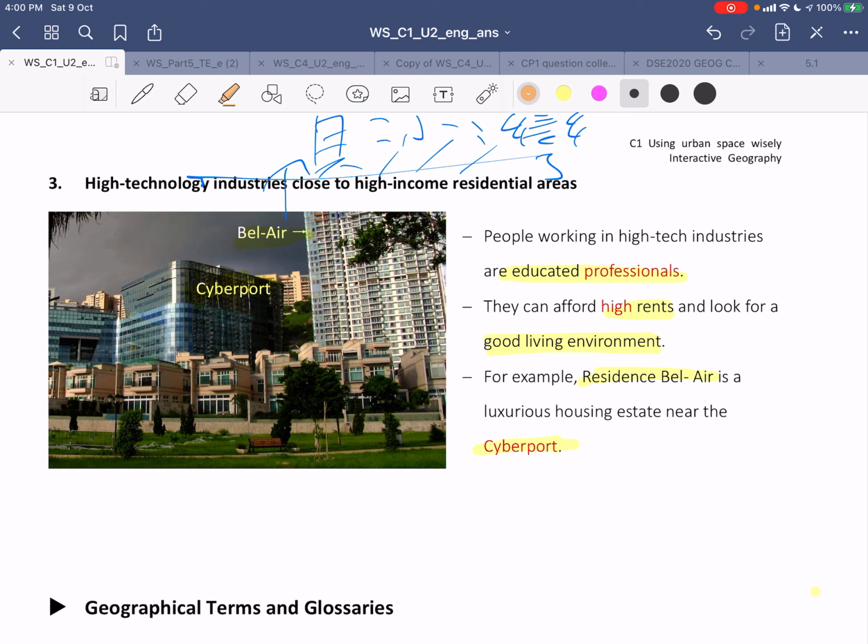And the reason they can have such a land use is because it's always located next to high-income residential areas as well, just like Bel-Air, which you can see here, Pok Fu Lam, with high rent. The educated professionals working in the Cyberport or Science Park can afford the high rent and look for a good living environment. Being located next to the Cyberport helps them have a better life because they can live next to where they work. So that is the explanation of the notes.